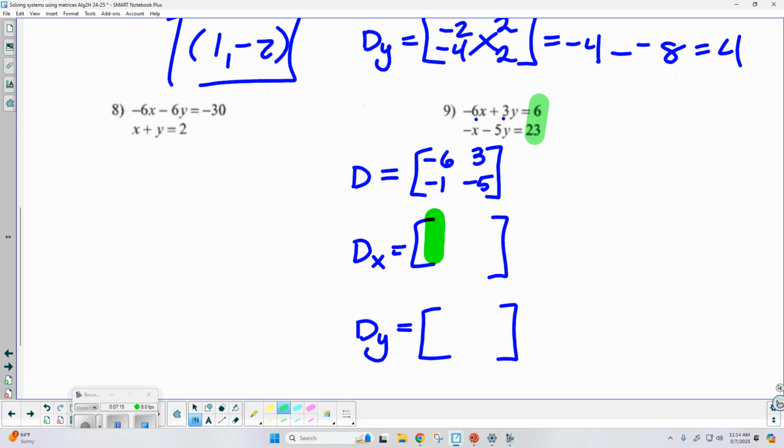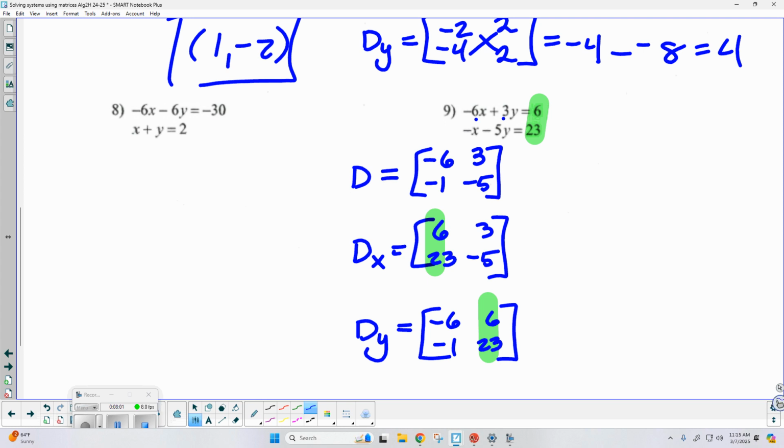For D sub X, you're going to replace the X coefficients. For D sub Y, you're going to replace the Y coefficients. So instead of having the coefficients -6 and -1, I'm going to put in 6 and 23. The Y coefficients stay the same. That's still 3 and -5. For D sub Y, we replace the Y coefficients. So instead of the 3 and -5, that's now the 6 and the 23. The X's are going to be just the same, -6 and -1. Is everybody okay with how I set up the matrices?